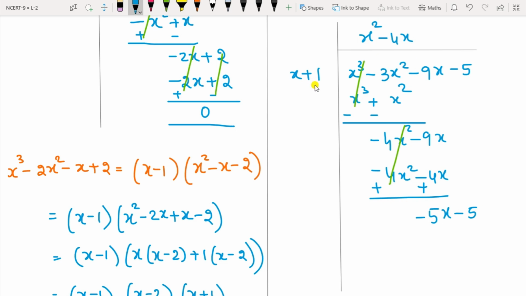Now multiply this term with minus 5 so as to get this answer. So this is minus 5x and minus 5, and change the sign here. Okay. So you have to change the sign of the lower terms. So this is 0 and this is also 0. So it is 0 here.